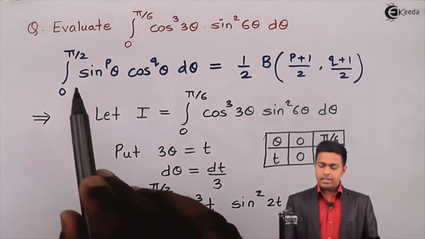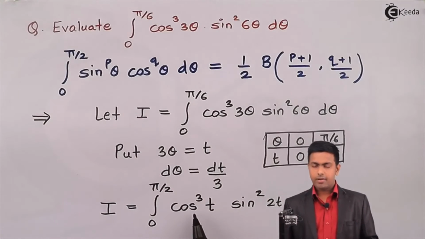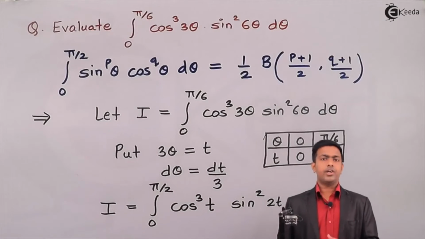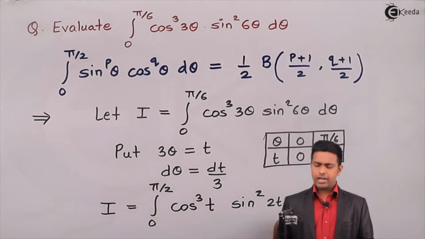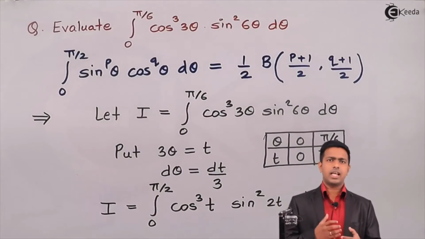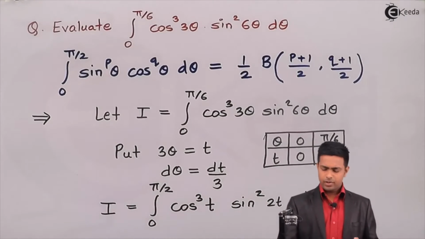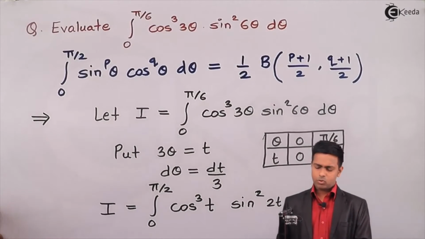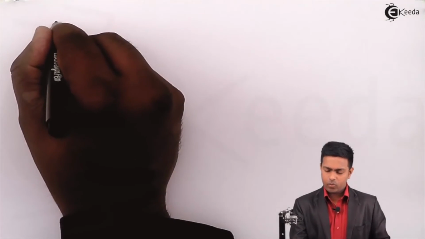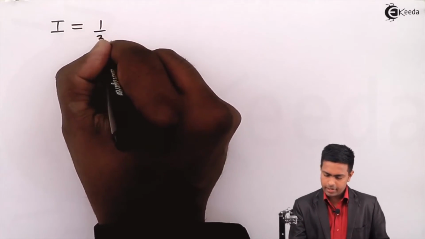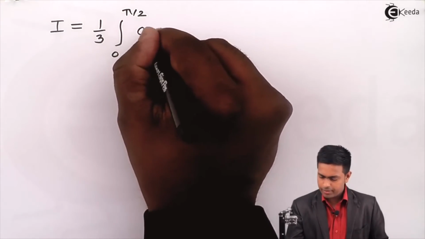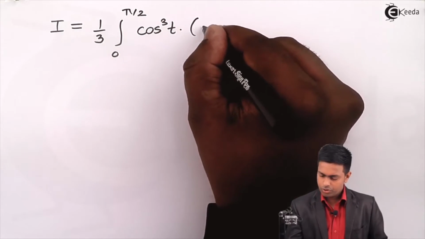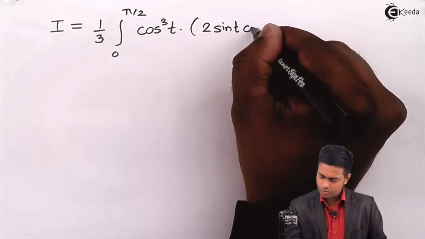Now guys, to apply the definition of beta, we got t, but see here we have 2t. So first of all, we have to change that 2t into t, and for that I am going to use the formula of sine 2 theta. Sine 2 theta is 2 sine theta into cos theta, which can change that 2 theta into theta. So by using that formula and by taking this 1 by 3 outside, we'll get I equal to 1 by 3 integration from 0 to pi upon 2 of cos cube t into 2 sine t into cos t.